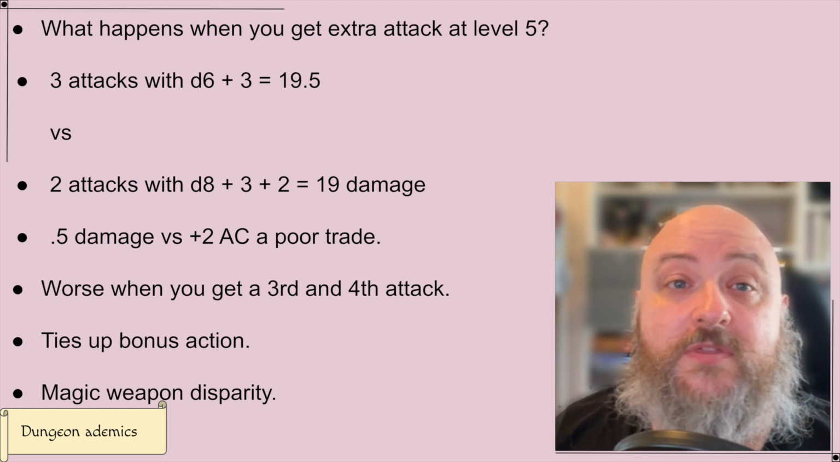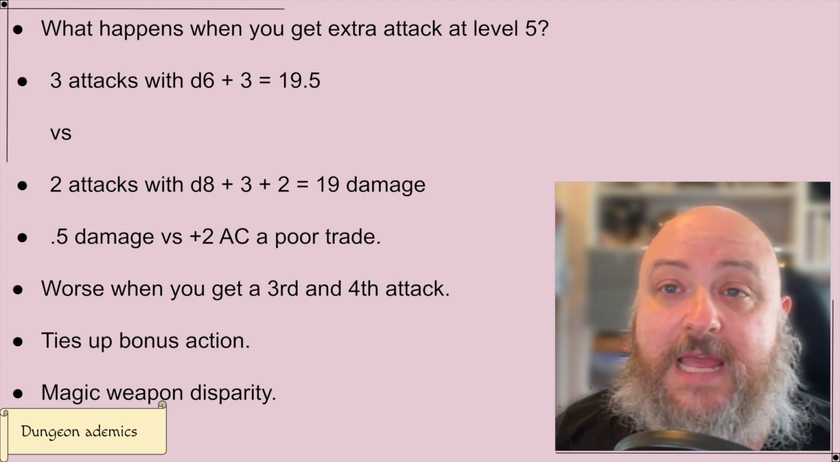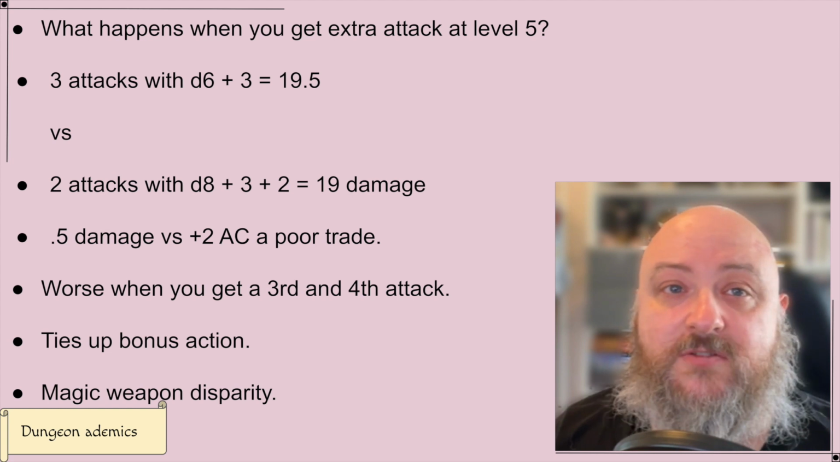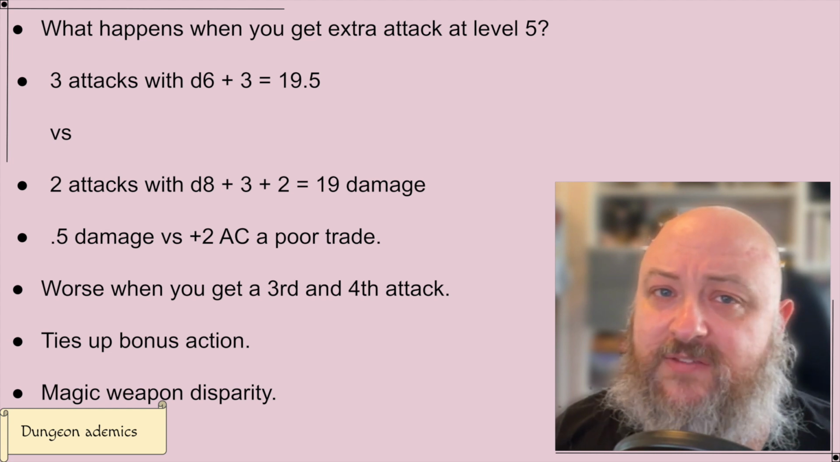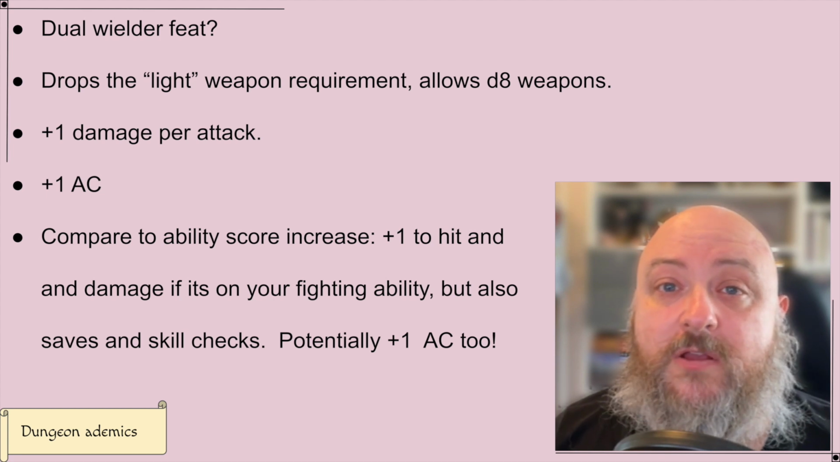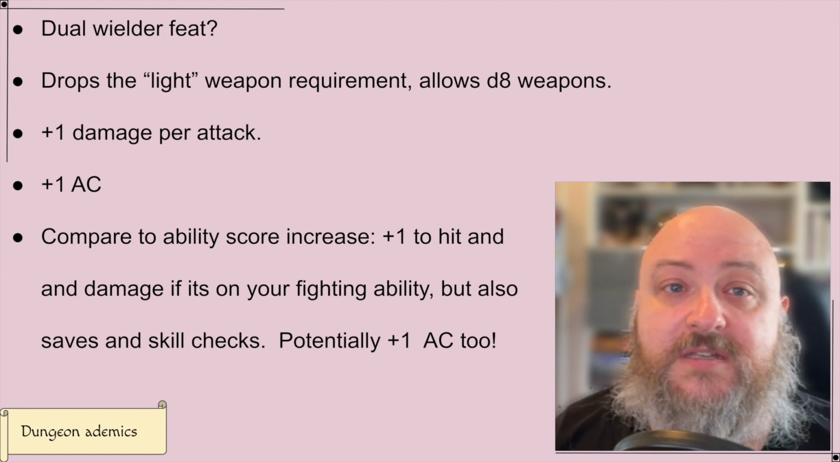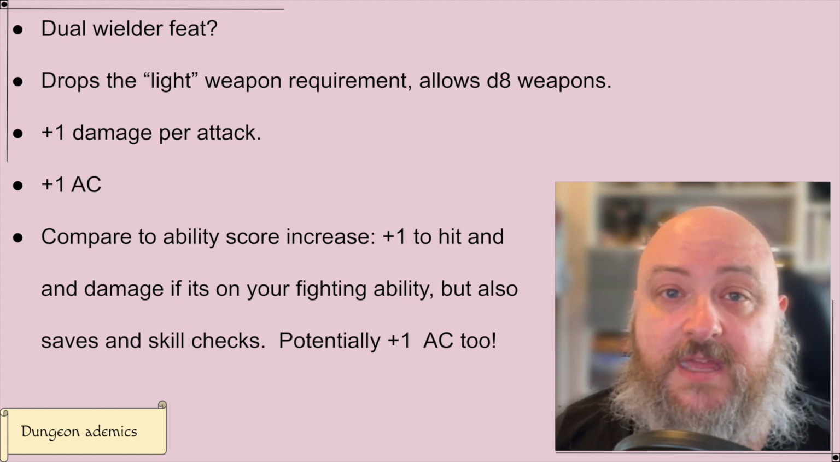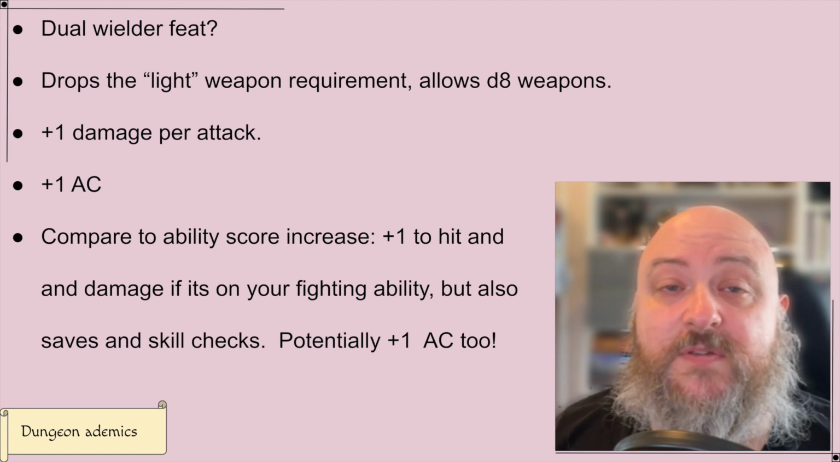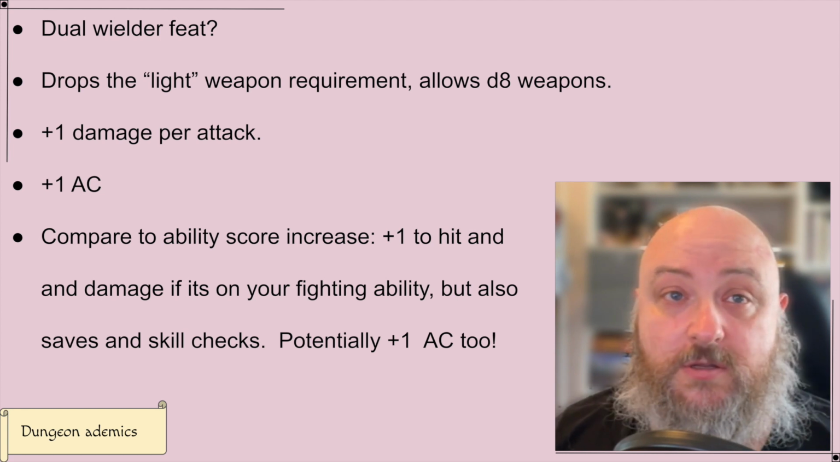I am sure that many viewers will leap to the defense of dual wielding by pointing out that the dual wielder feat is rather good. Is it? It offers 2 benefits. Firstly, it removes the requirement for using light weapons. This allows you to use a D8 weapon for all your attacks, netting +1 damage per attack. Secondly, it gives +1 to armor class, which we have already stated is always good.